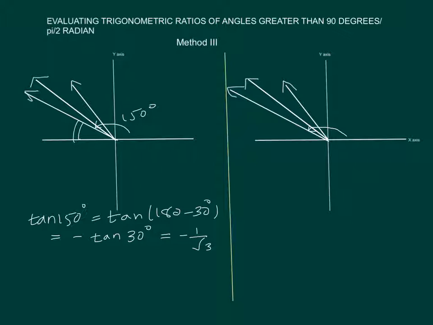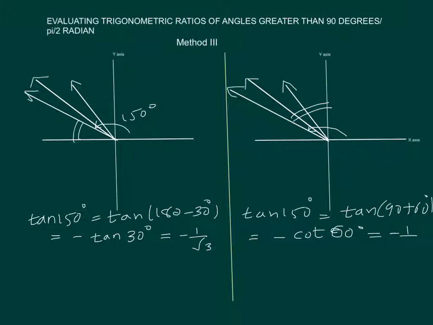Similarly, let's do the other side. Tan 150 degrees is equal to tan of 90 plus 60, because now this is the reference angle, which is equal to, now tan changes to cot of 60 degrees and tan is negative.